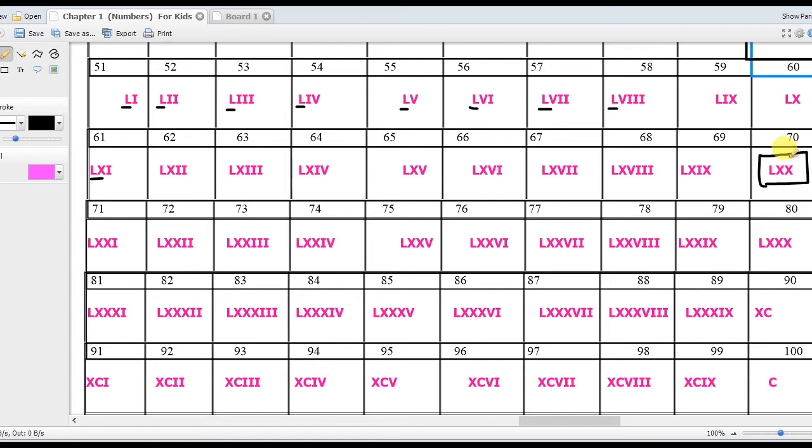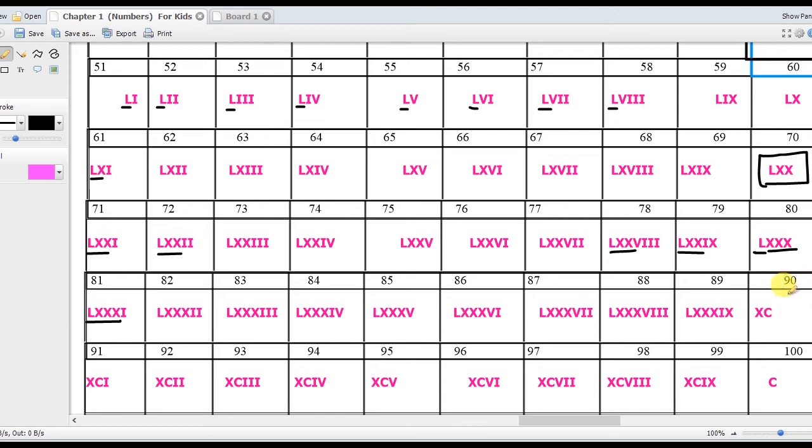Now see, from 71 to 79, LXX keeps on repeating, right? And 79 is basically the Roman representation of the number 9. Now we have 80. Same thing, 50 plus 30. For 50 it is L, and for 30 it is XXX. X plus X plus X, or 10 plus 10 plus 10 is 30. Right? Now this LXXX keeps on repeating for the next 9 numbers, right?